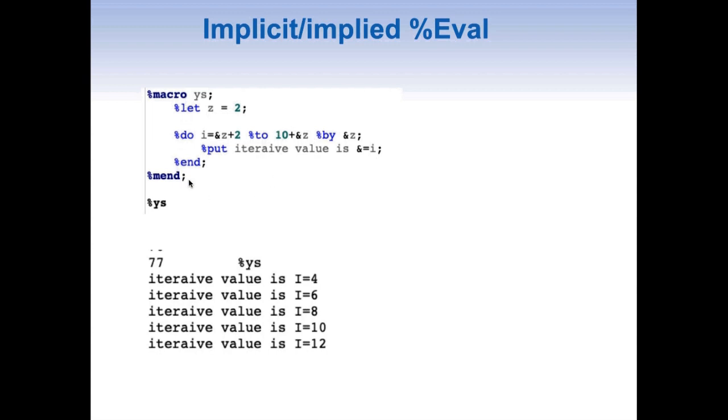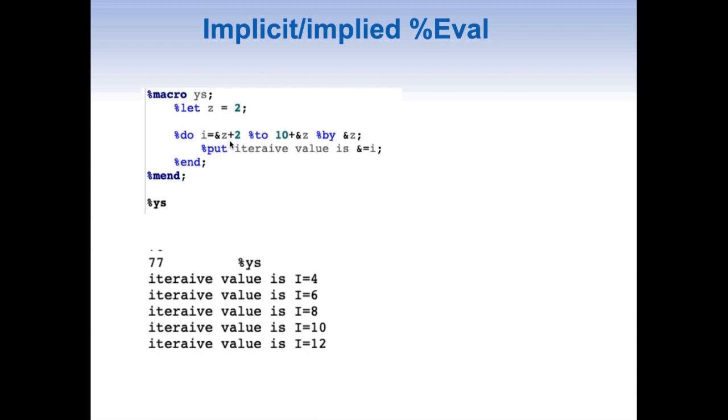Now let's compile this macro by running the code from %macro to %mend, and then by running %ys. After executing the macro, this is the result we see in the log. Now let's try to understand what we see in the log. In here you can see that the value of I is 4.